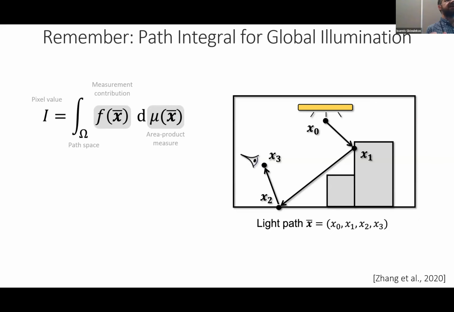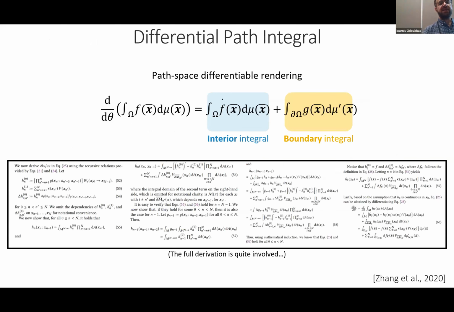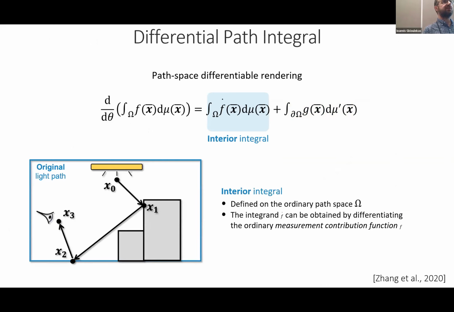Remember this path integral, this says that I can write images as an integral over this weird path space, basically the space of all light paths. You can prove that if you apply the Reynolds transport theorem, you can write derivatives of global illumination as sums of two other integrals. And this is a very involved derivation. I'm not going to go through them. I'll just look at exactly what it is we're integrating.